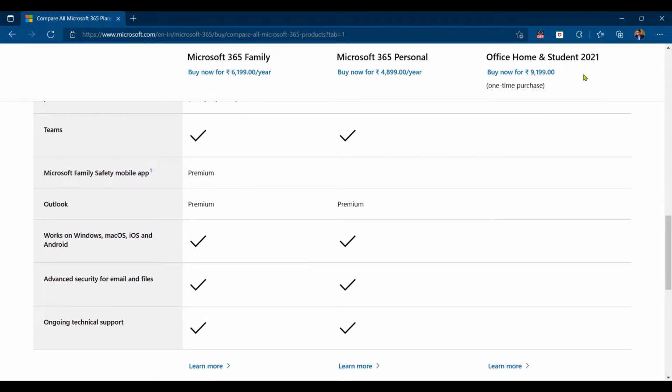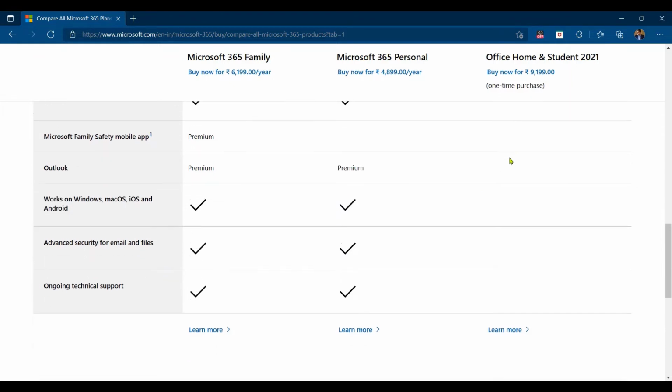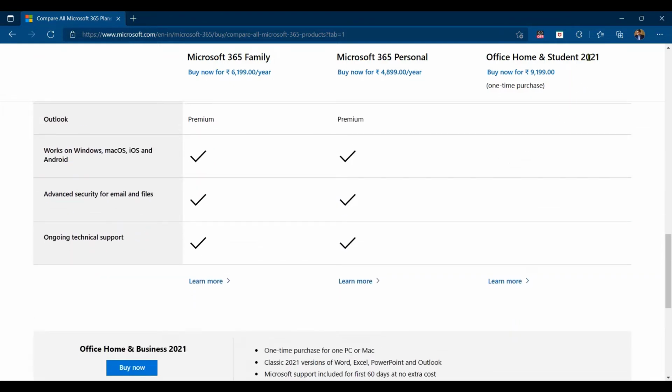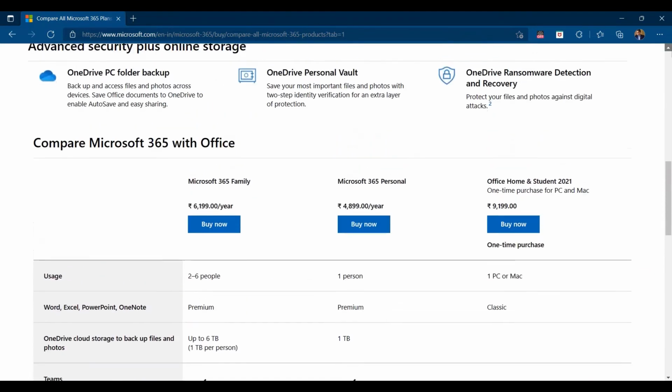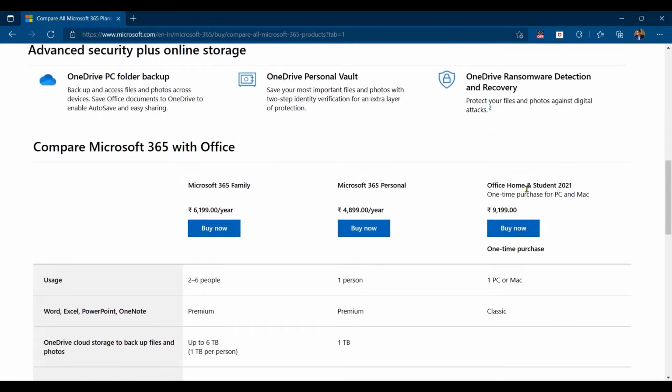Apart from that, this 365 also benefits you with the cloud storage and also the cloud based apps like Teams, which you may not be able to avail in the Office Home and Student license. But who can go for this type of student license? As it mentions clearly, if you want to make a purchase especially for Word, PowerPoint, Excel alone, then go for this Office Home and Student license. Otherwise, if you like to explore more things with respect to the Microsoft products, then go for 365 license.